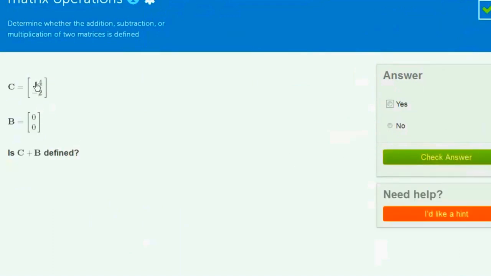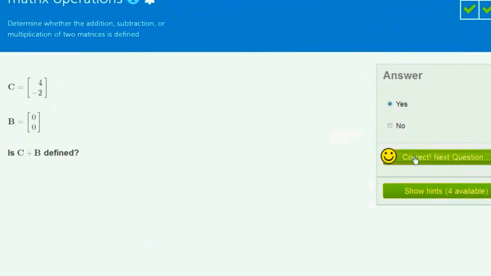So we have a 2 by 1. You could view this as a 2 by 1 matrix, or you could view this as a column vector. This is another 2 by 1 matrix or a column vector. Is C plus B defined? Well, matrix addition is defined if both matrices have the exact same dimensions. And these two matrices do have the exact same dimensions. And the reason why is because with matrix addition, you just add every corresponding term. So in the sum, the top, it'll actually be 4 plus 0 over negative 2 plus 0, which is still just going to be the same thing as this matrix up here. But what they're asking, is this defined? Absolutely. These both are 2 by 1 matrices. So yes, it is defined.